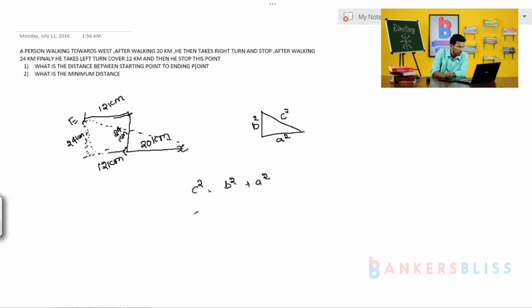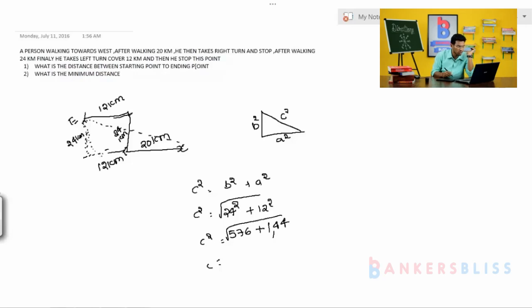This is the B and this is the A. It is 24 square plus 12 square, under root. Is it clear? 24 square is 576, 12 square is 144, and adding them, that is root of 720, which is equal to 26.86, or you can take it as 27 kilometers, the difference between the starting point and the ending point.